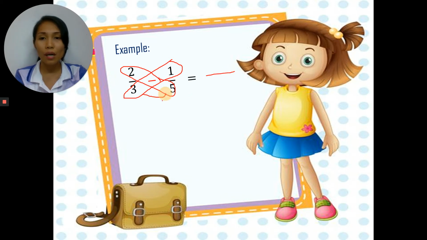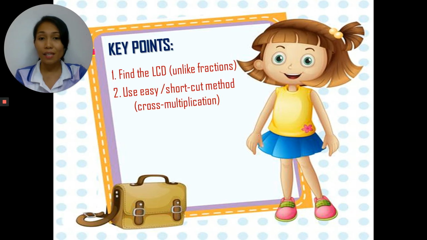To find the denominator, 5 times 3 equals 15, right? Now 2 times 5 equals 10. And then since this is minus here, minus 1 times 3 equals 3. So the answer is 10 minus 3 equals 7. The denominator is 15. See, we got the same answer, 7/15, right?